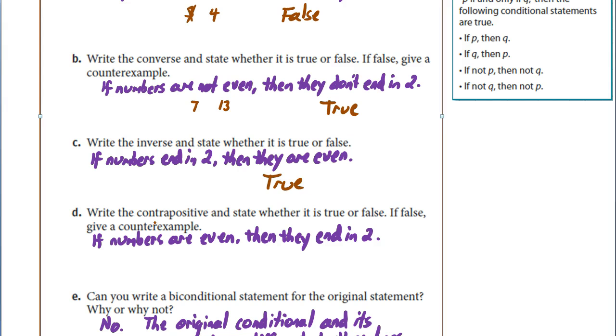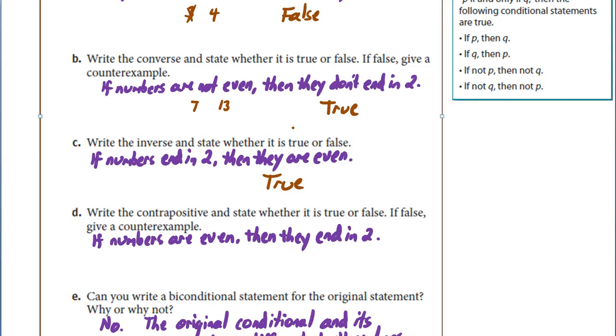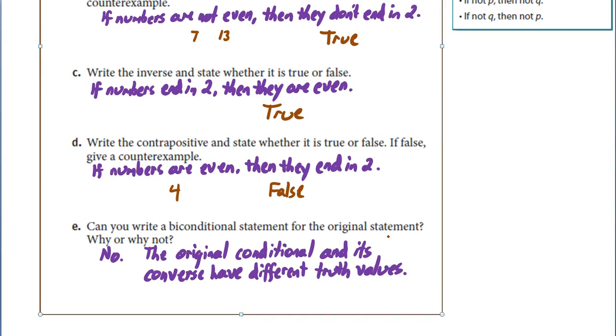Question D, write the contrapositive and state whether it's true or false. So going back to the original, to make the contrapositive, you negate them and interchange them. And that will create this sentence in D. If numbers are even, then they end in 2. I think that that's false, because I can think of a number that is even, like the number 4, and it doesn't end in 2. So that number 4 is my counterexample.